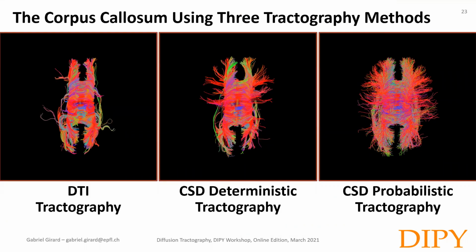Here are the three reconstructions of the corpus callosum we just did. Those were obtained from the same brain, same diffusion data, same white matter mask, same seeds, only changing the model and the streamline propagation technique.